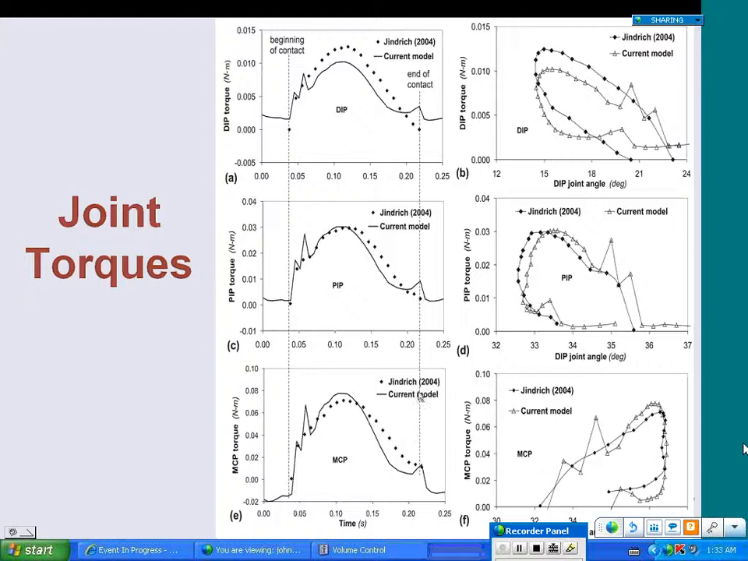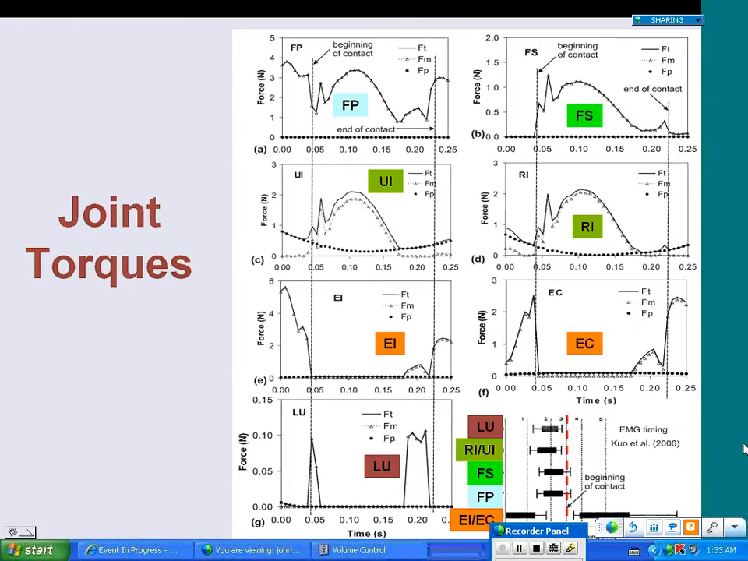And the right column shows the stiffness of the joint. That is joint torque as a function of the joint angle. Again, we see the simulated data agrees well with other people's models in typing. All three joints, DIP, PIP, and MCP, fit very well.